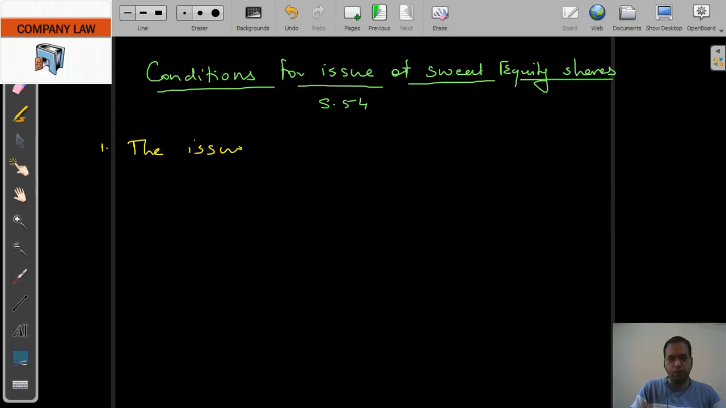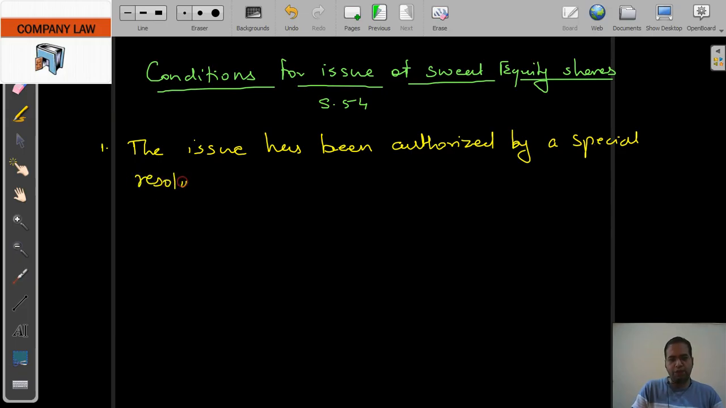The issue has been authorized by a special resolution passed by the company. So the special resolution in the general meeting should be passed.